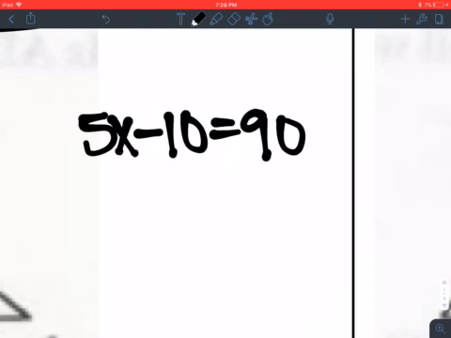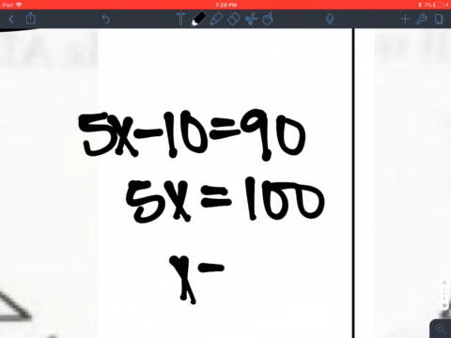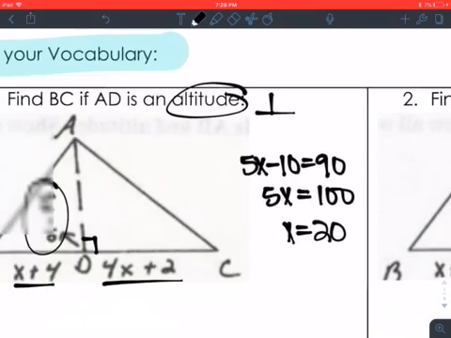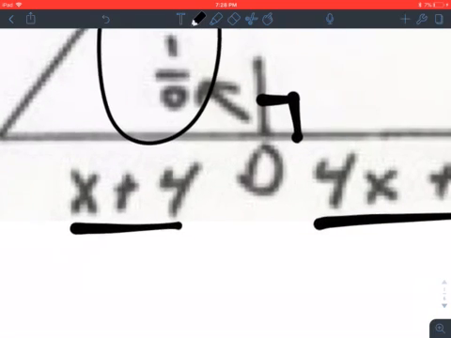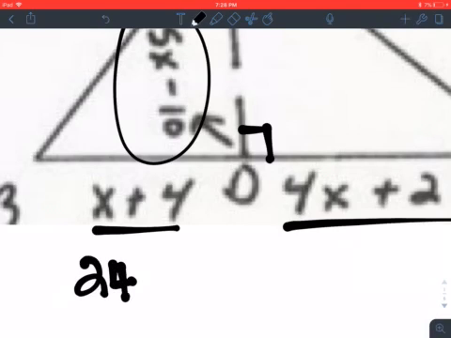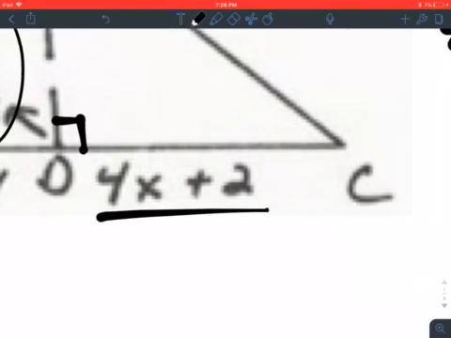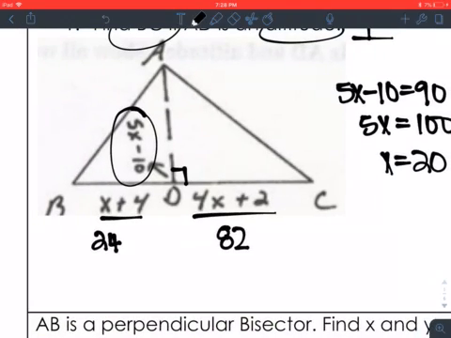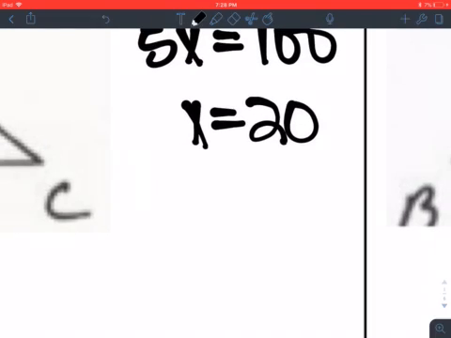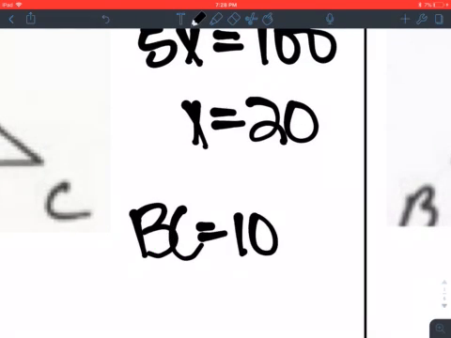Then you solve. You add that 10 over, you get 5x is equal to 100, x is equal to 20. And then from there, it says to find BC. So you would have to plug back in to find BD and DC and then add them together. The length of BD would be 24. The length of DC is 82. Adding those together, you get 106. So BC is equal to 106.